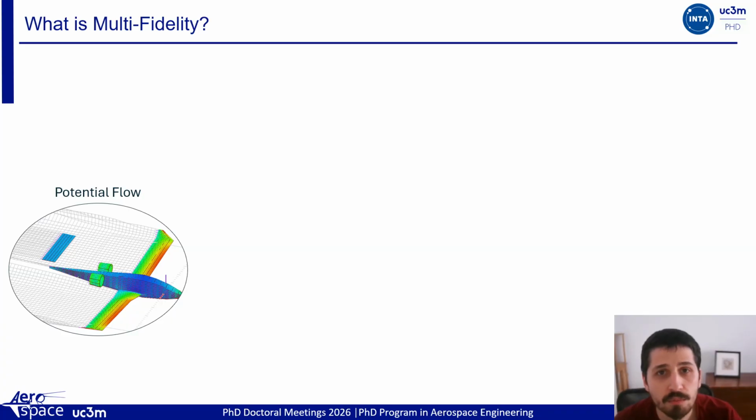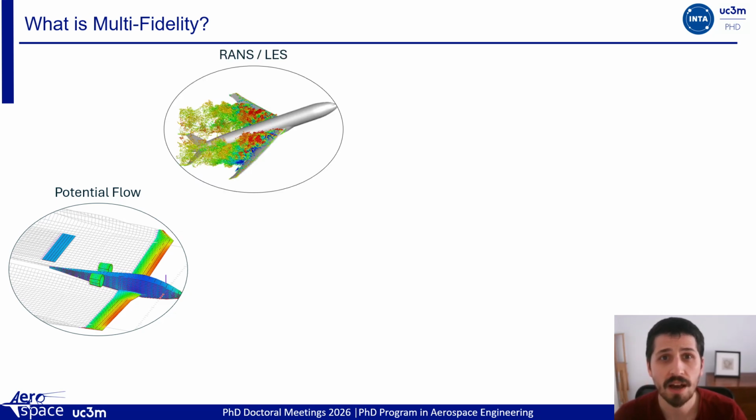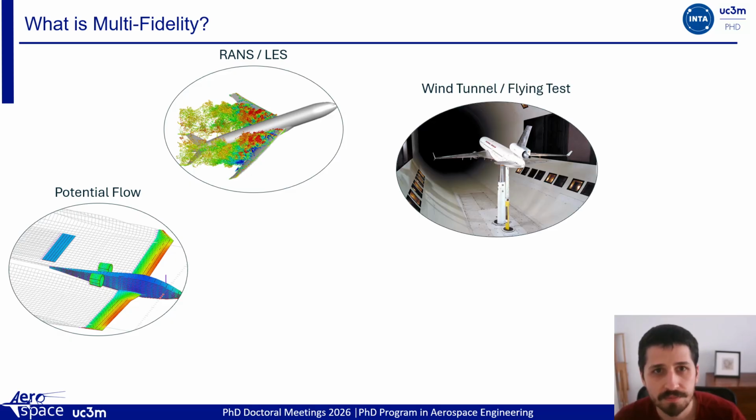Let's start by defining multi-fidelity in the context of aerodynamics. In this context, fidelity refers to how well a model or dataset approximates a real physics phenomenon. As you know, in aeronautics, we have different methods to calculate aerodynamic properties. We can start with simple methods based on potential flow. Then we have more complex CFD simulations, such as RANS or LES, which provide higher accuracy. And finally, we can obtain high fidelity data from wind tunnel testing or flight test.